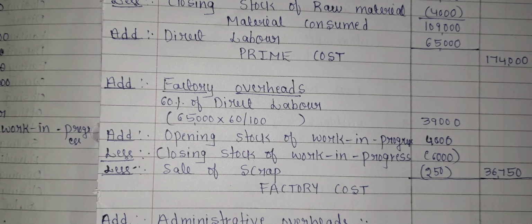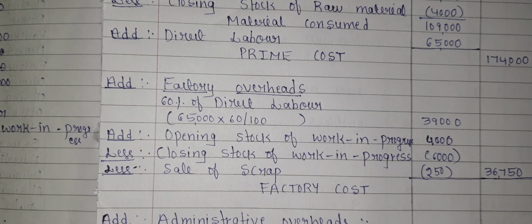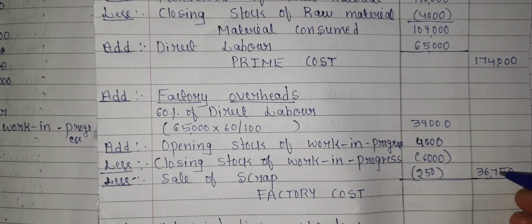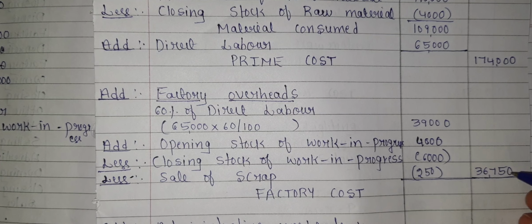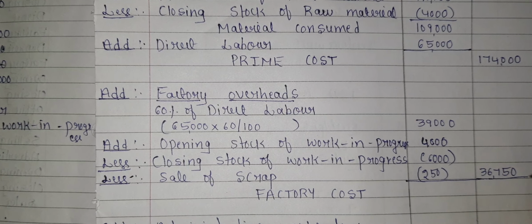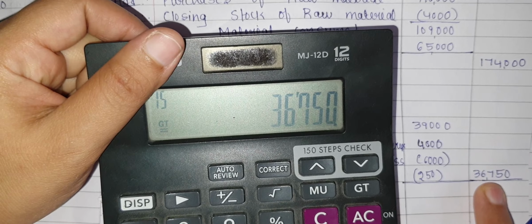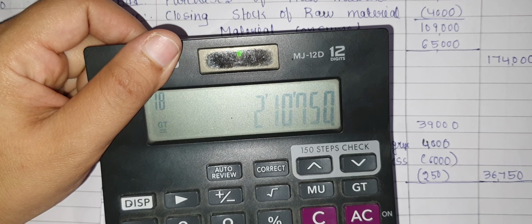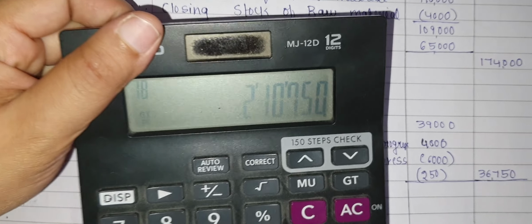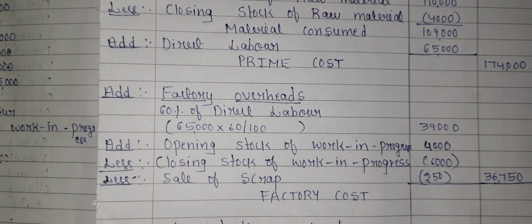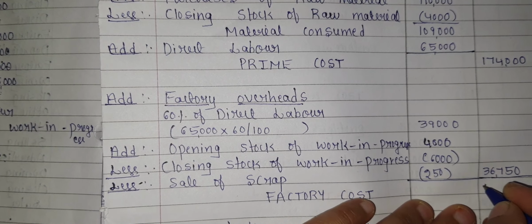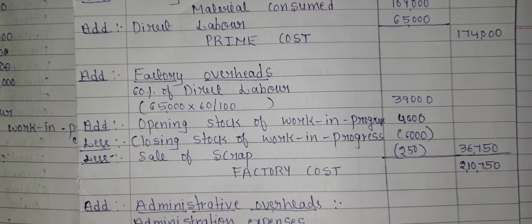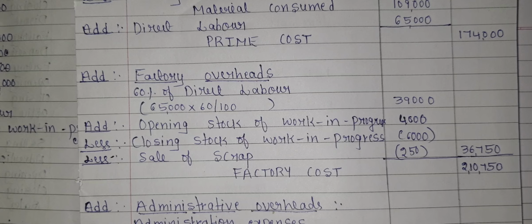Now we have to find out the factory cost. What is the formula? Prime cost plus factory expenses or factory overheads, that is equals to factory cost. 36,750 plus 1,74,000. That is equals to rupees 2,10,750. 2,10,750 is our factory cost. I hope this is clear to you all.